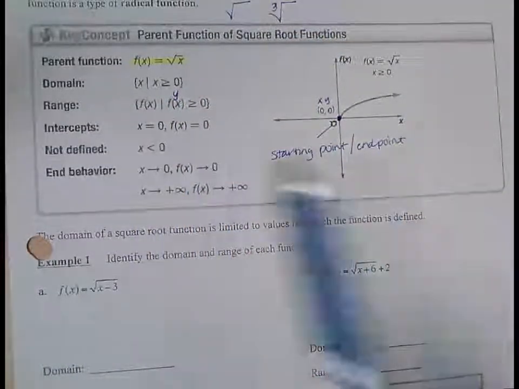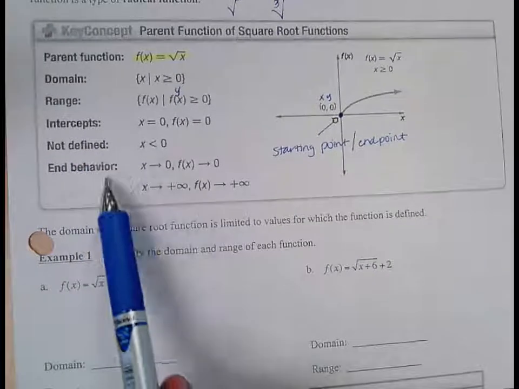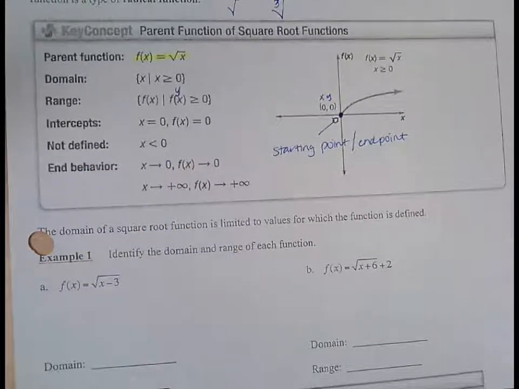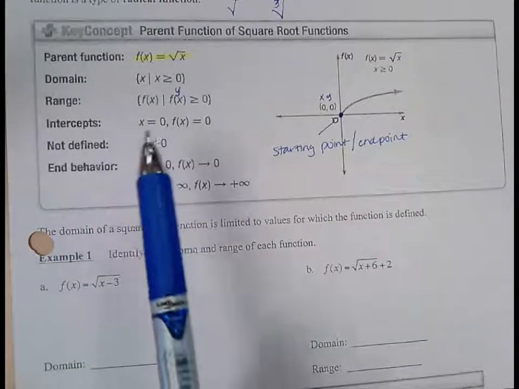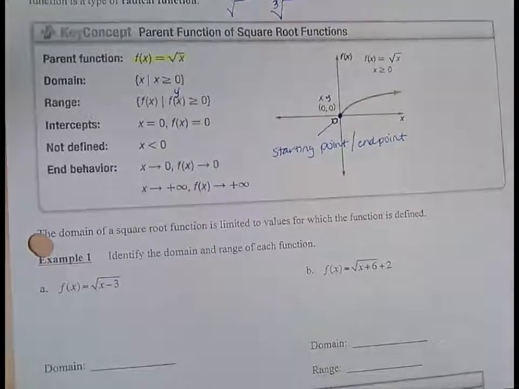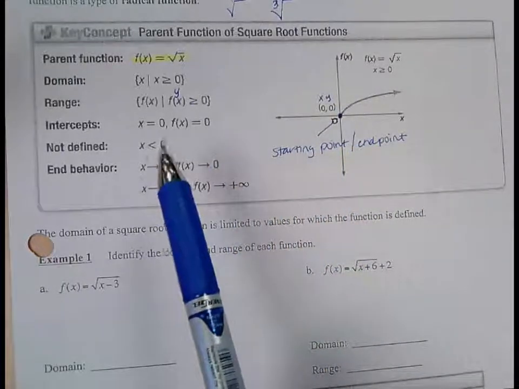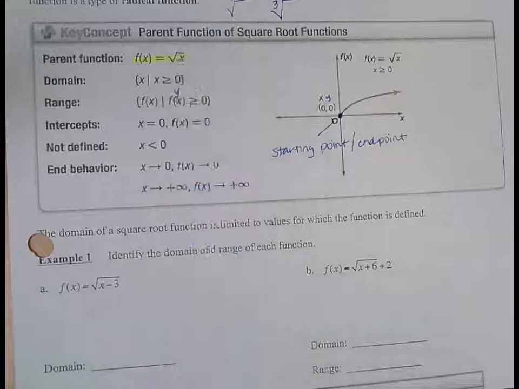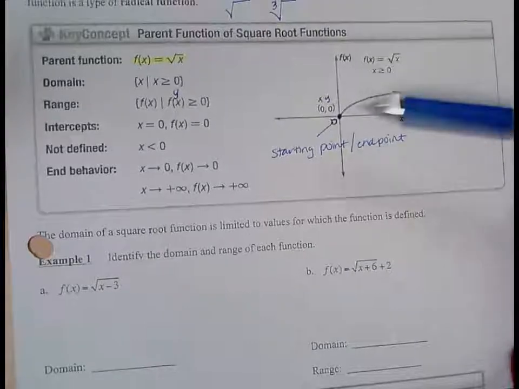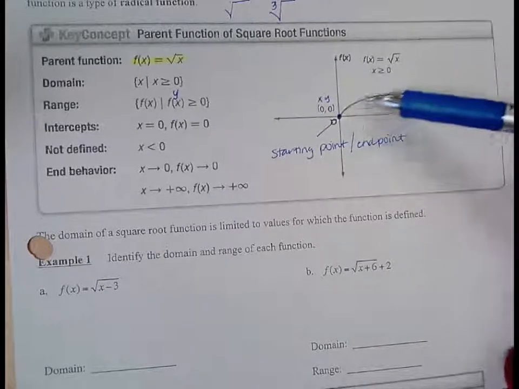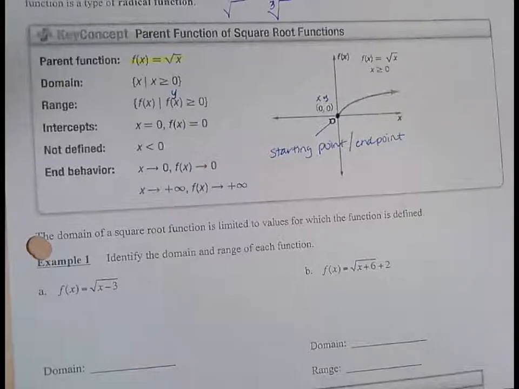I'm not really going to be asking you for the intercepts or where it isn't defined or end behavior, but it does give that information for the parent graph. Something to point out, though, where it says not defined. So remember, for a square root, you cannot take the square root of a negative number. That would be imaginary. We cannot graph imaginary numbers on a coordinate plane. So whenever the x value is less than 0, that's why it's saying it's not defined, because you can't take the square root of a negative number. And then it gives the end behavior, which is just saying one end is just approaching 0. The other end would be slowly approaching infinity.